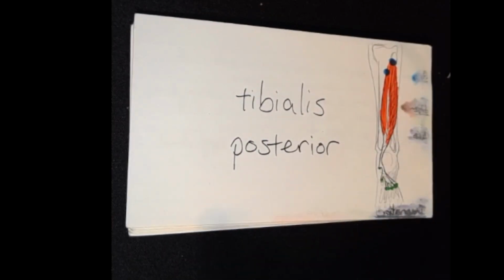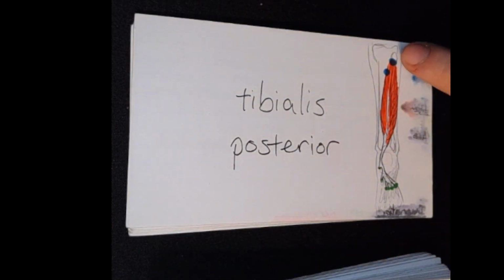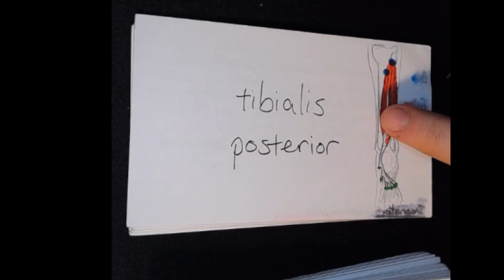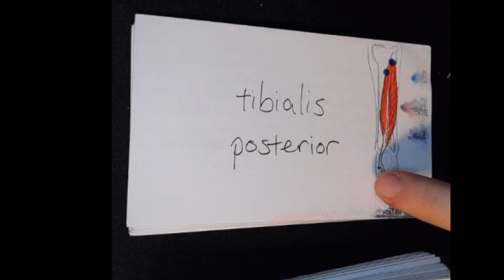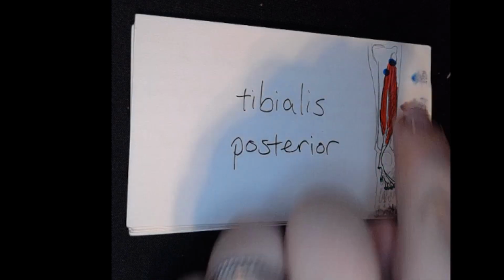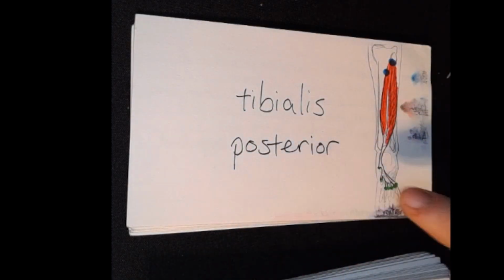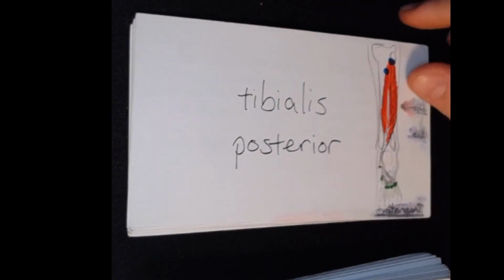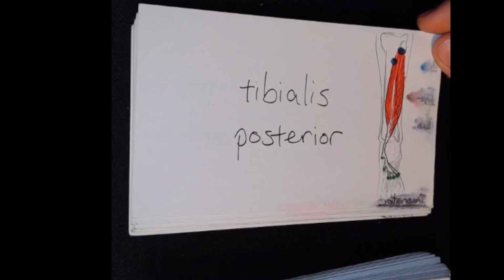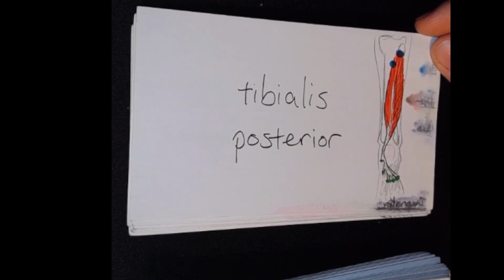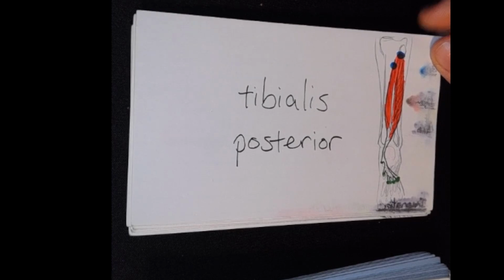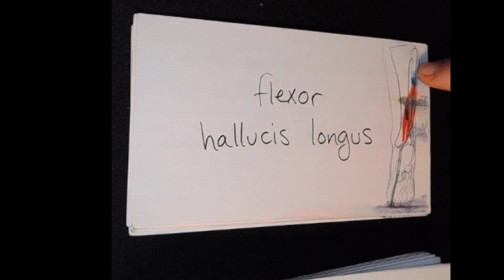Tibialis posterior. Origin, interosseous membrane and adjacent tibia and fibula. Insertion, navicular and most tarsals and metatarsals, 9 points total. Action, subtalar inversion and plantar flexion. Innervation, tibial nerve.